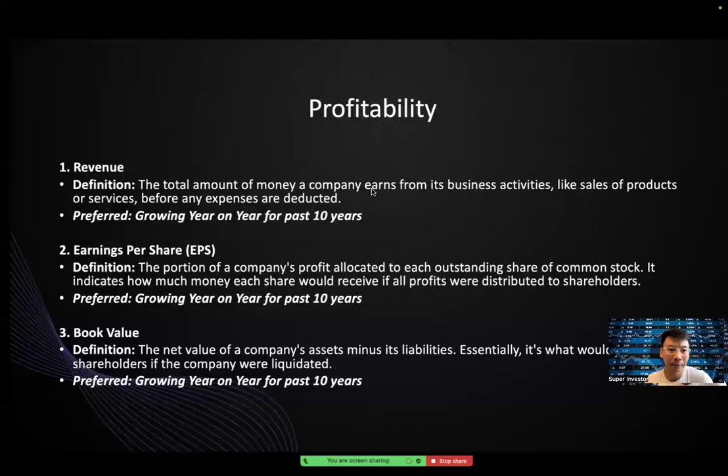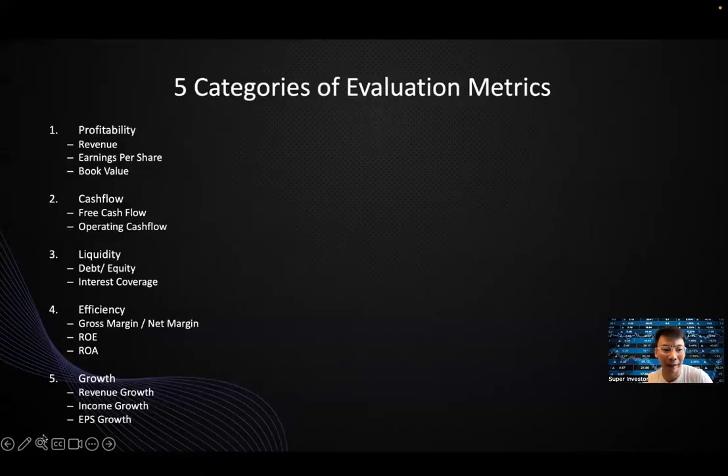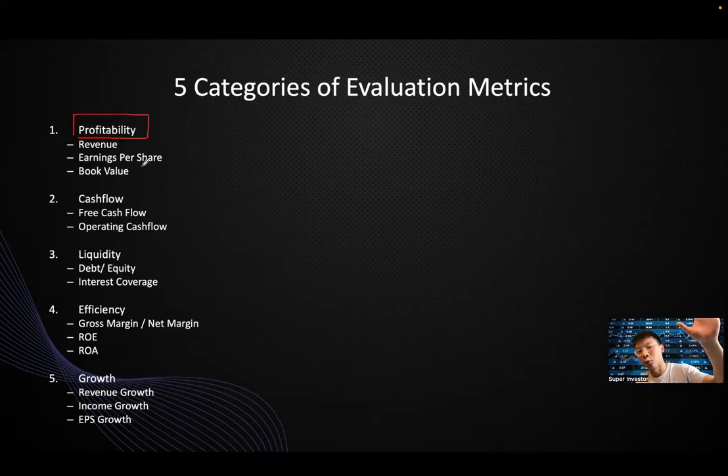Okay, going back to my slides, there are a few things we are asking. The first thing we are asking is, since I'm buying a company's future profit, have they been profitable? So the first thing we look at is profitability. There are a few things that I'll share with you guys and what it means, and we'll look at where to look at it, and we'll compare with some other companies.